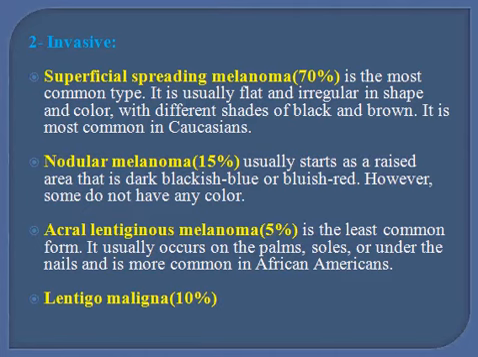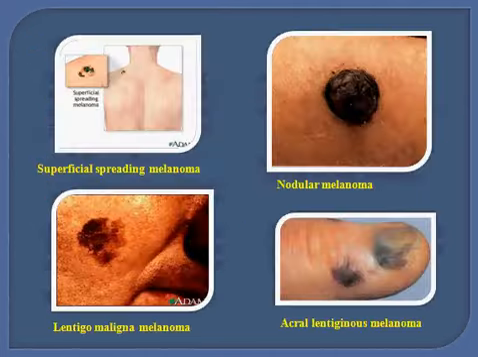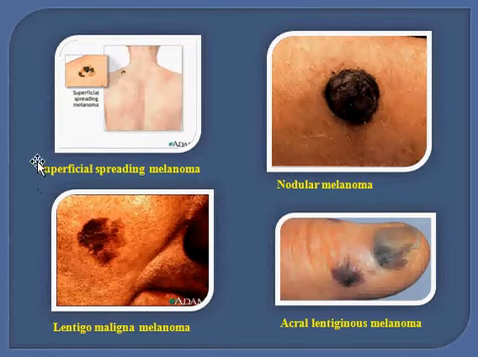As you see here, this is the superficial spreading melanoma, the most common one, and mostly it happens in the trunk. Nodular melanoma is usually black or blue. Lentigo maligna melanoma usually occurs in the face and neck. Acral lentiginous melanoma, which is the rarest one, could happen in the nail or mucous membrane.